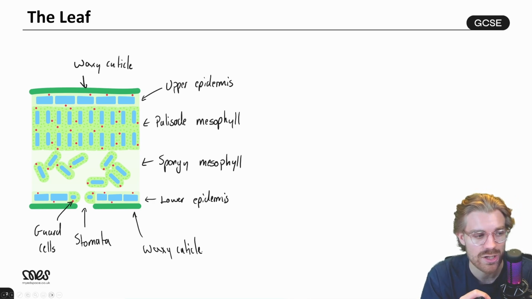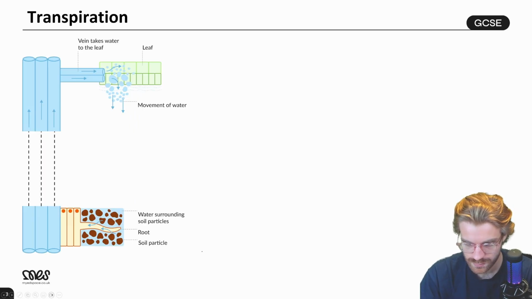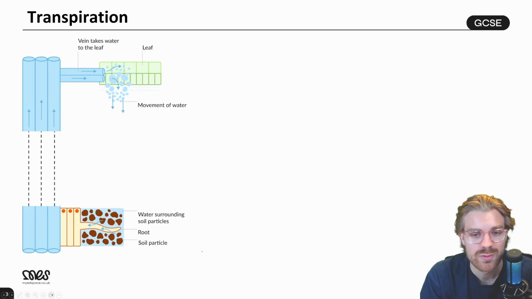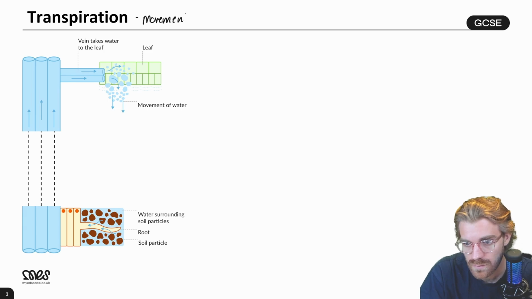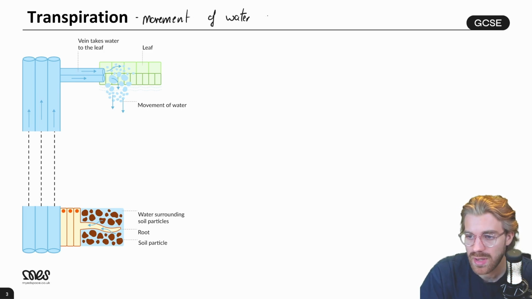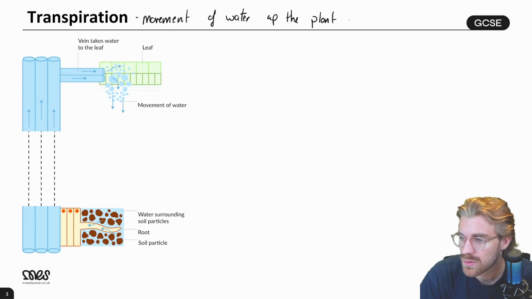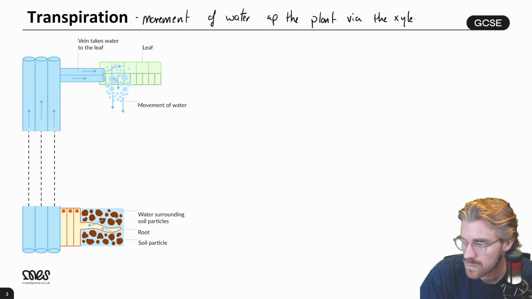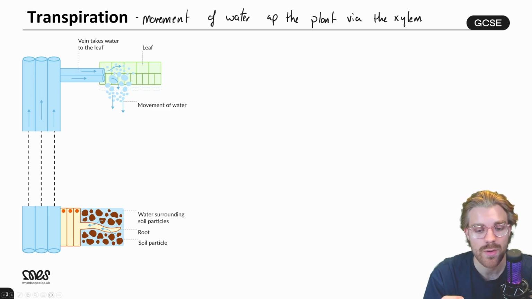All right, let's take a look at transpiration now. So transpiration, as a term, the definition we need to know. The definition is the movement of water up the plant, or we could say from the roots to the leaves via the xylem. So it is going up the plant.